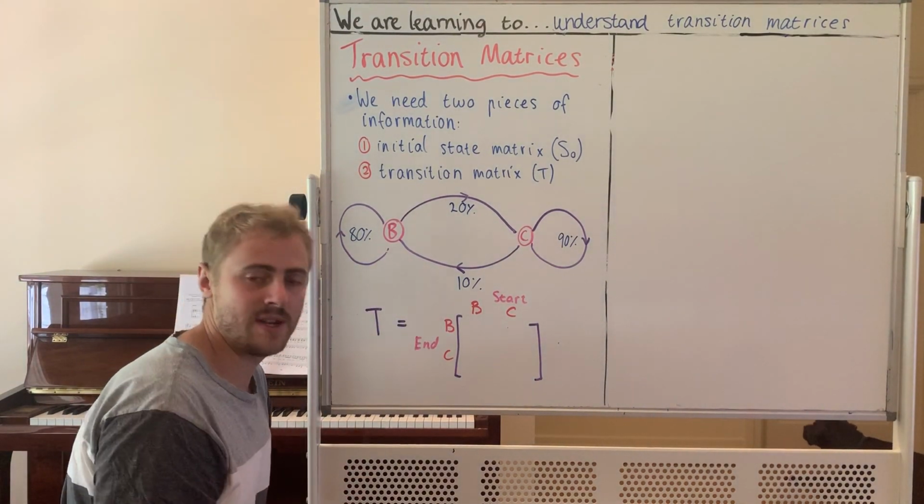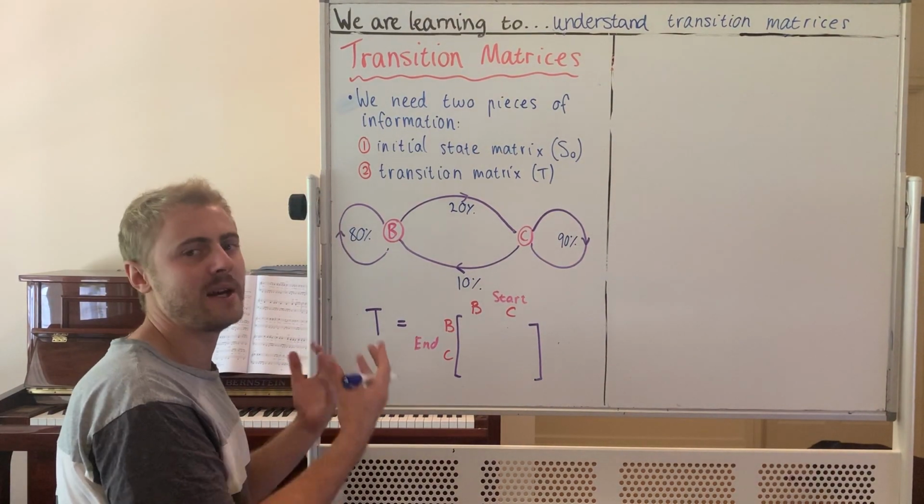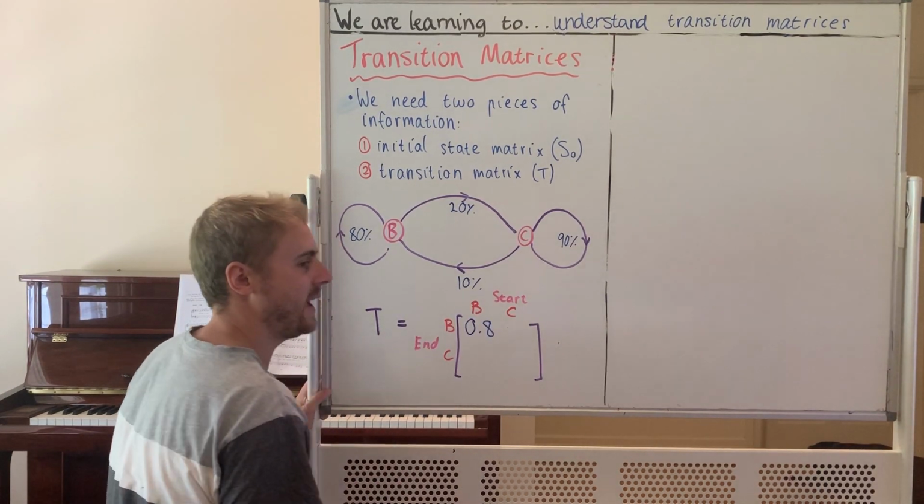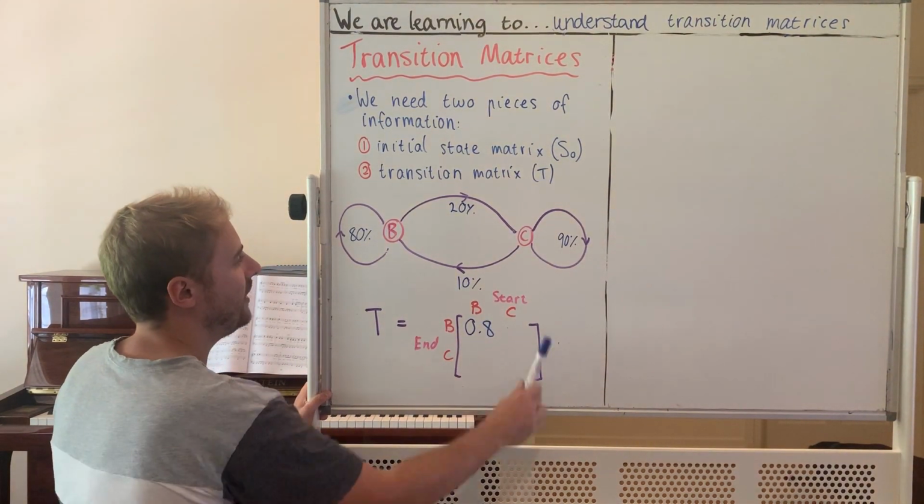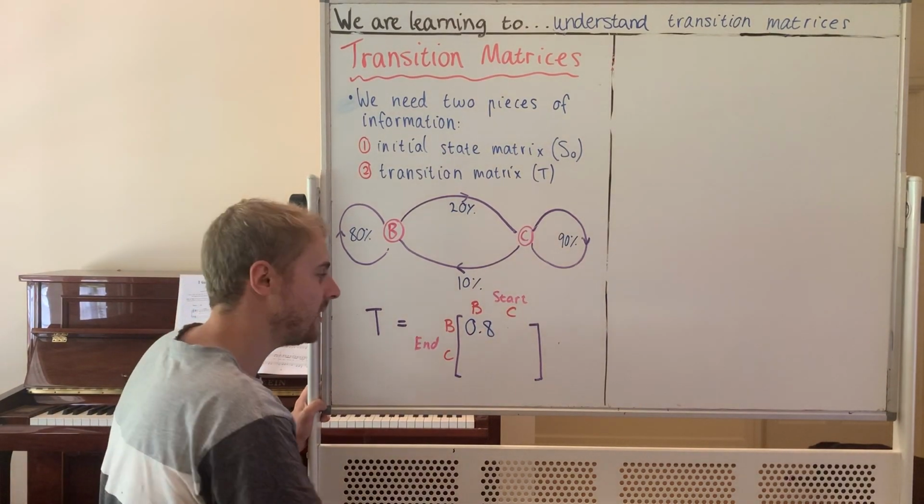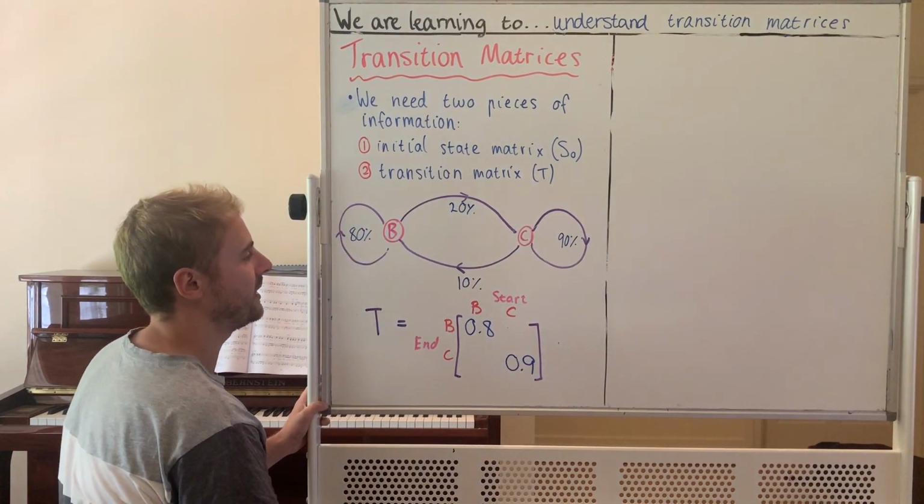With these transitional matrices, it's better to represent them with a decimal rather than a percentage because we are going to be doing some multiplying. So I'm going to write 0.8. Over here, 90% that started in Colac, end in Colac. So I'm going to put 0.9 there.